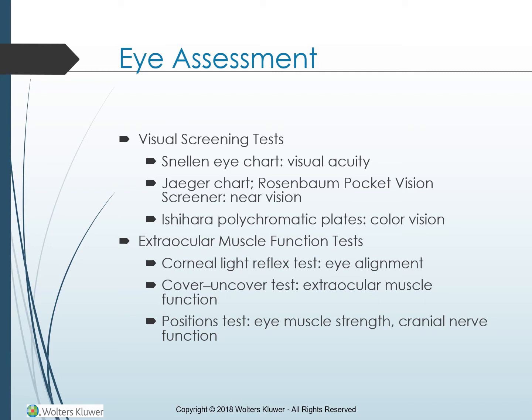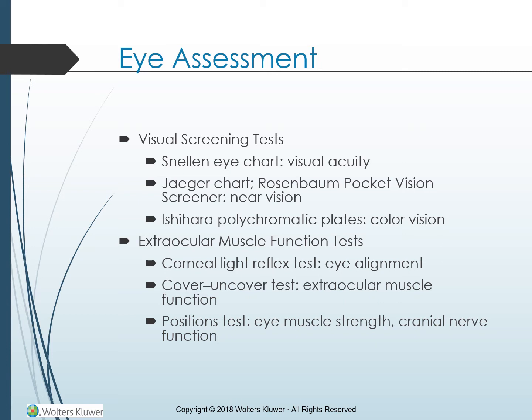Visual acuity is also measured with a computerized refractor that records the strength and type of lenses necessary to correct the client's visual problem. The Jaeger chart and Rosenbaum Pocket Vision Screener evaluate near vision. These charts contain words, numbers, and letters in various print sizes. The examiner instructs the client to cover one eye and then hold the chart approximately 14 inches away and read the smallest print that he or she can see comfortably. The size of the print the client reads indicates the quality of his or her near vision.